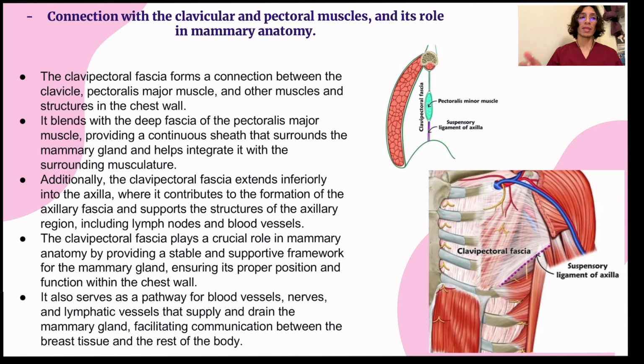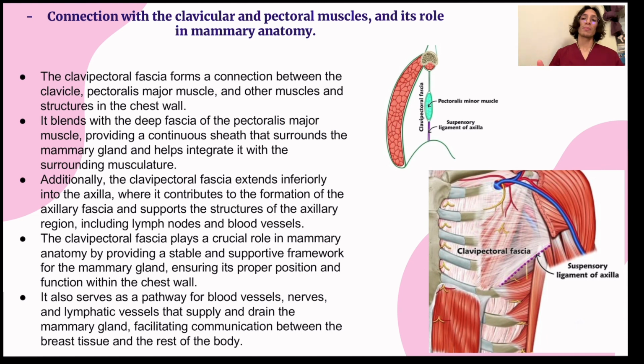Okay, the connection with the clavicular and pectoral muscles and its role in mammary anatomy. The clavipectoral fascia forms a connection between the clavicle, pectoralis major muscle, and other muscles and structures in the chest wall. It blends with the deep fascia of the pectoralis major muscle, providing a continuous sheet that surrounds the mammary gland and helps integrate it with the surrounding musculature.